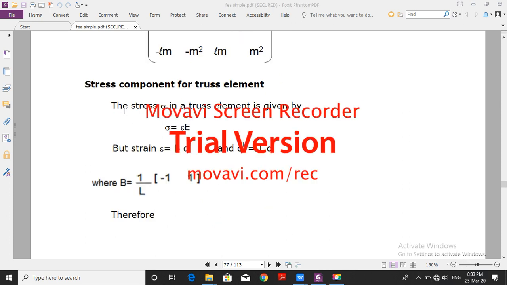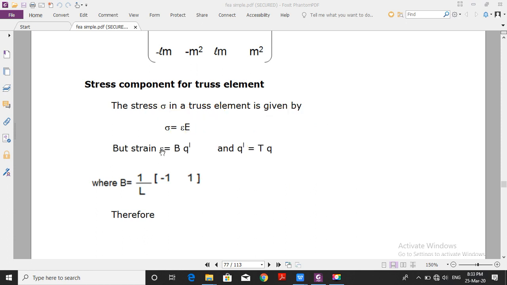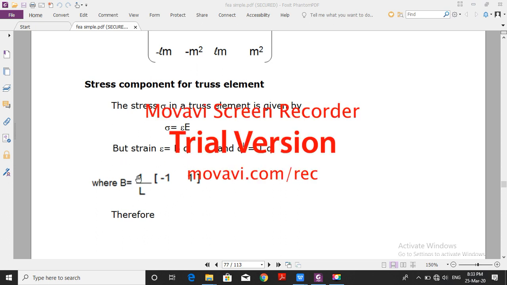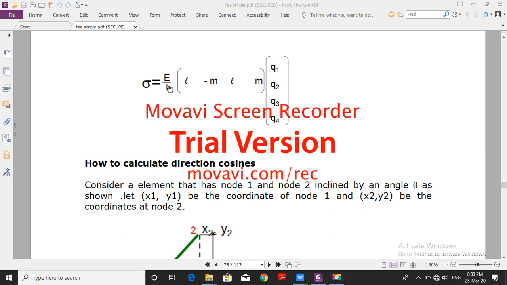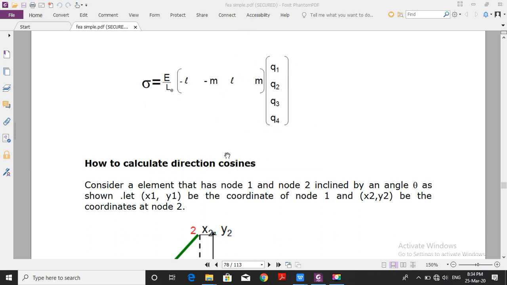As we already know, the stress component for truss elements is sigma equal to epsilon into E, that is strain into modulus of elasticity. But strain is equal to, we know, B into q dash, where q dash is equal to L into q, and B is 1 by l into [-1 1]. So sigma, that is stress, will become E upon l into [-l -m l m], and this is multiplied by your deflection matrix.